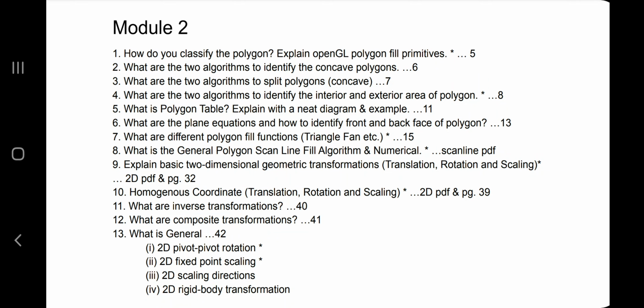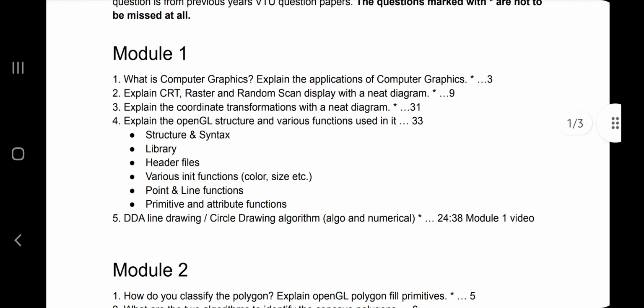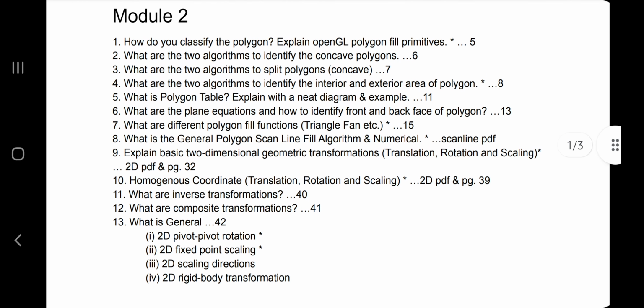In continuation with the previous module, we had discussed the module 1 important questions. So let's move on to module 2. What are the important questions? The questions which I have marked with star, I will be focusing more upon, and for the questions which I have not marked with star, I will just touch a few key concepts which you have to remember.